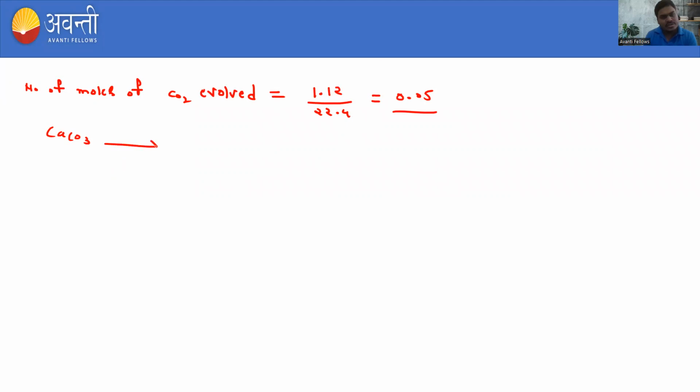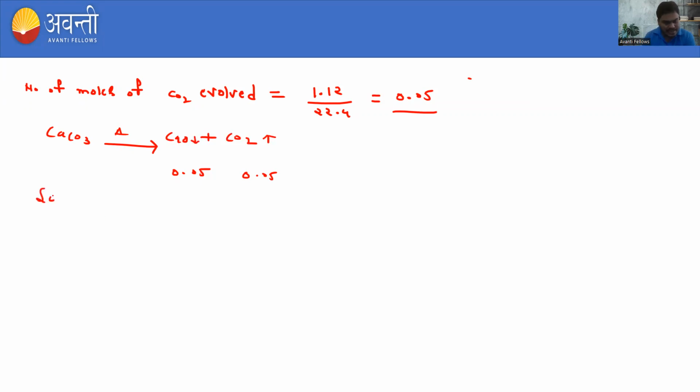When we heat CaCO3, on heating it decomposes into CaO plus CO2. Their moles are given like 0.05 and again 0.05. The CO2 is a gas and it evolves out, and the CaO is a solid which settles out, right?